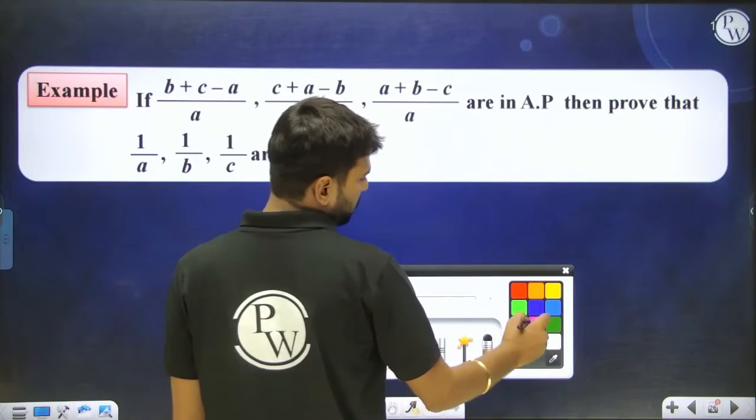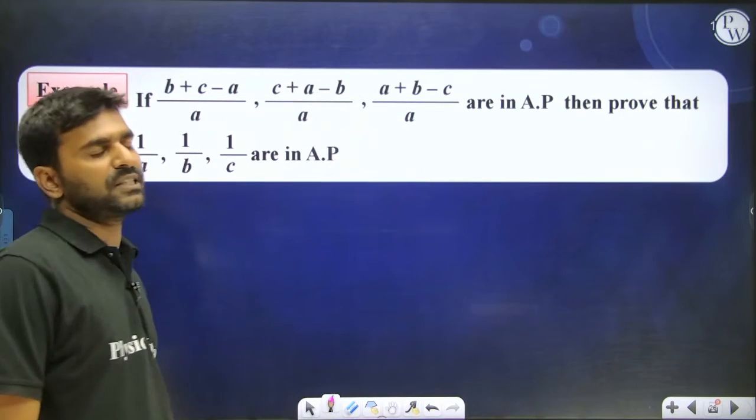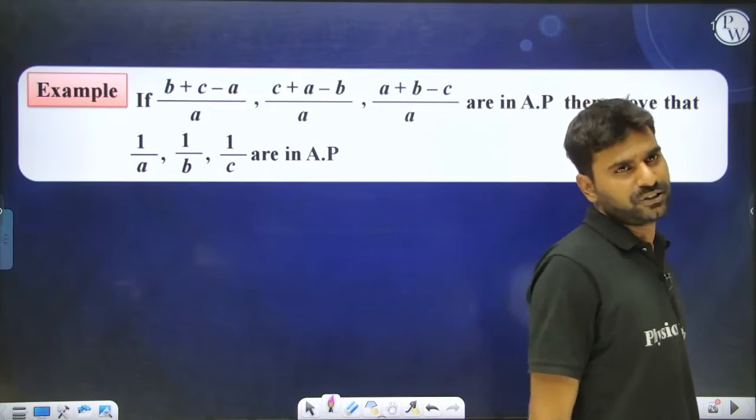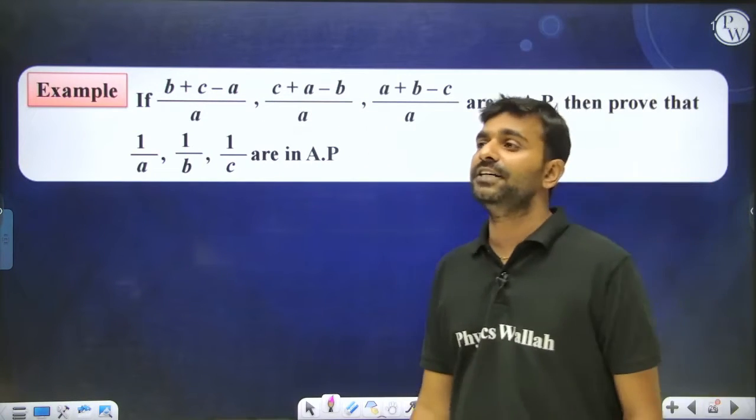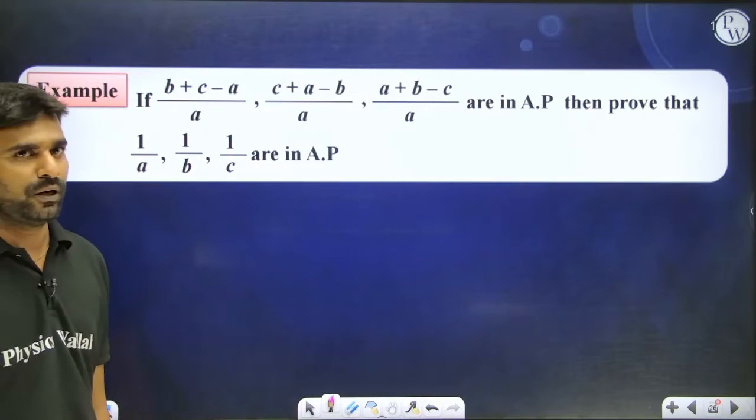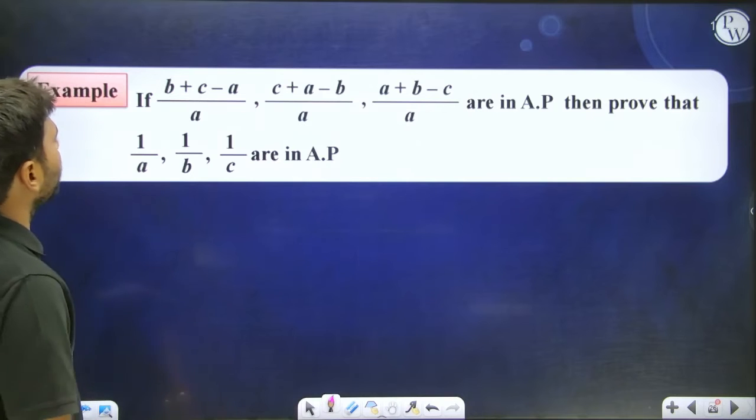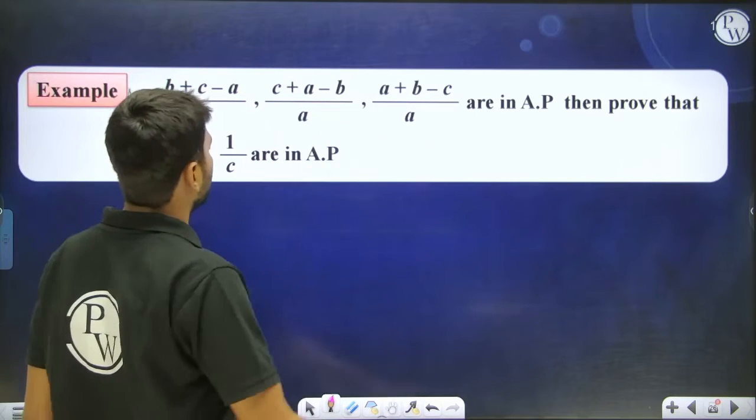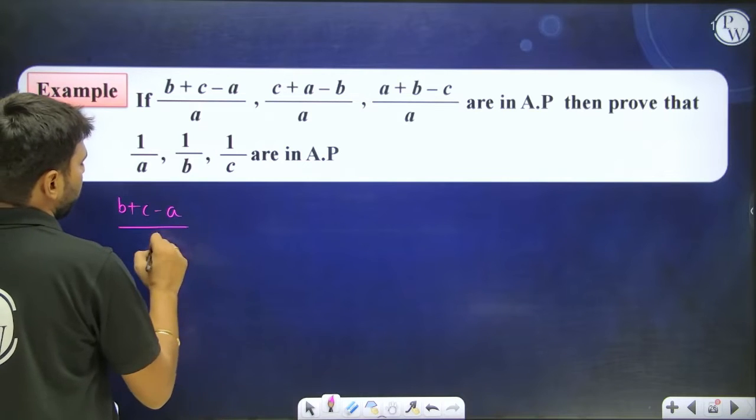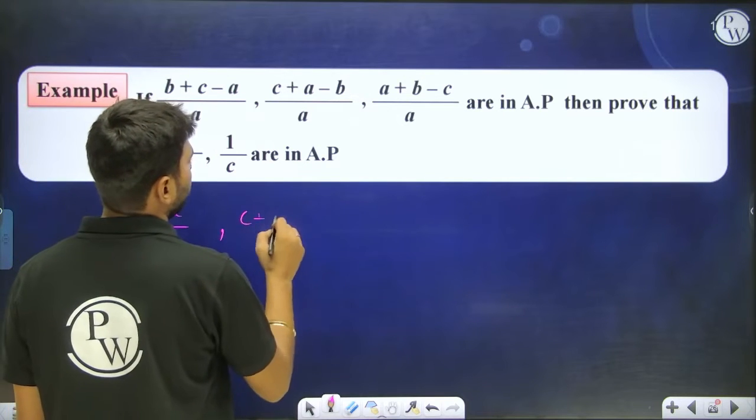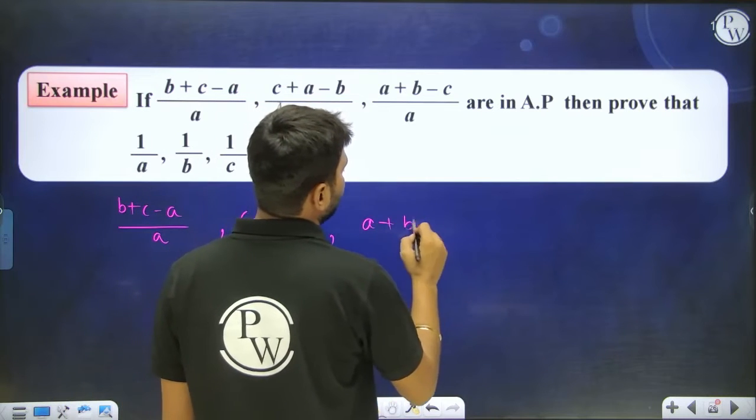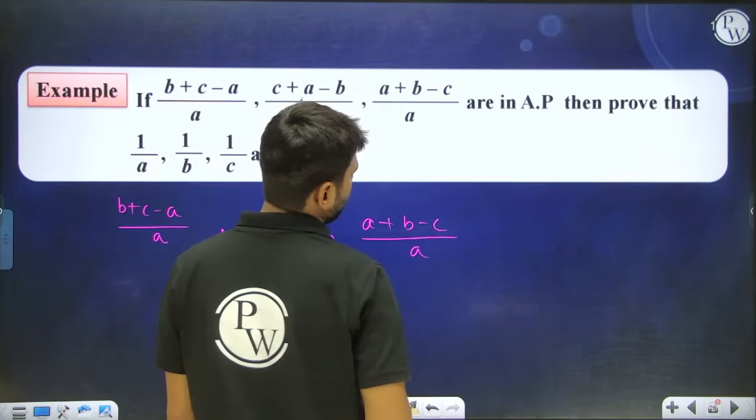Alright, talking about this, where I was telling you that if A, B, C are given to you in an AP, and I am talking about 0, B minus A and C minus A, there you are subtracting from each and every term the same thing. That's why again the terms are going to form an AP only. Over here it is given that if these three things are in AP, then prove that these are also in AP. So understand, B plus C minus A upon A, comma C plus A minus B upon A, comma A plus B minus C upon A.